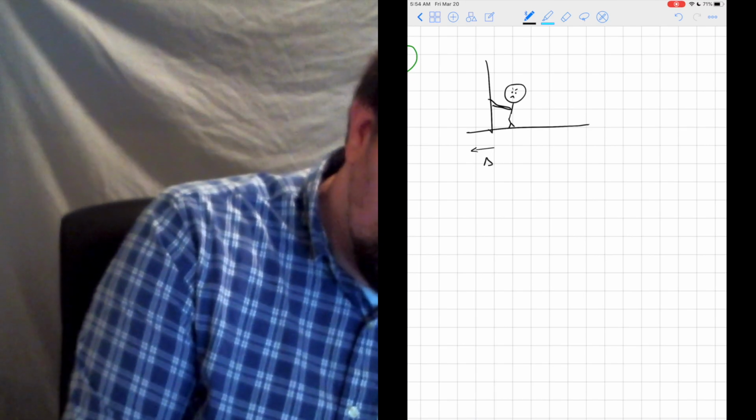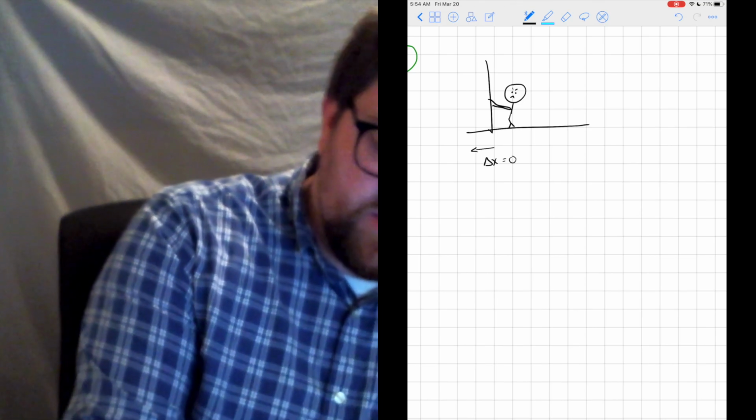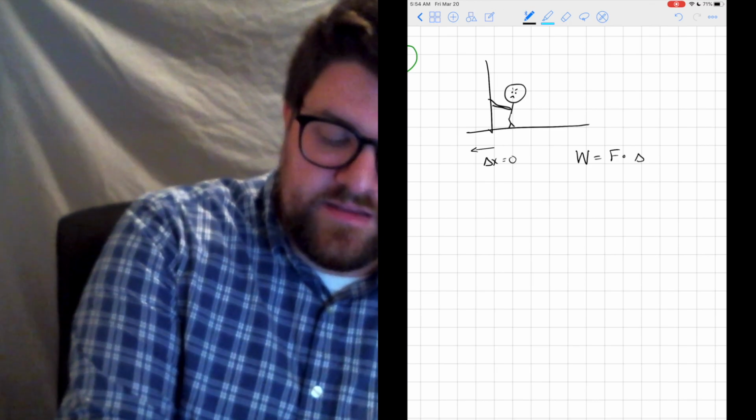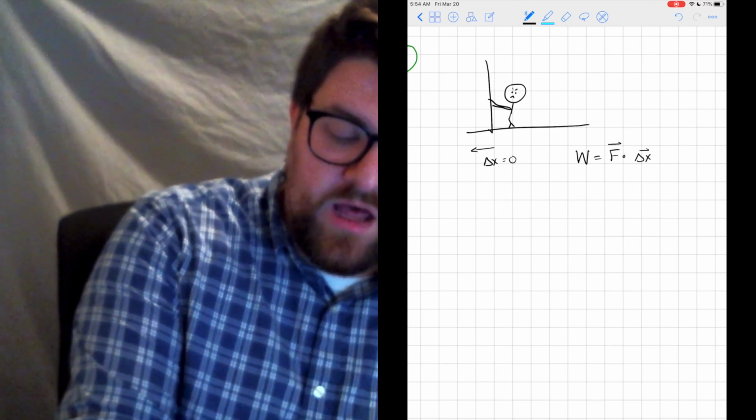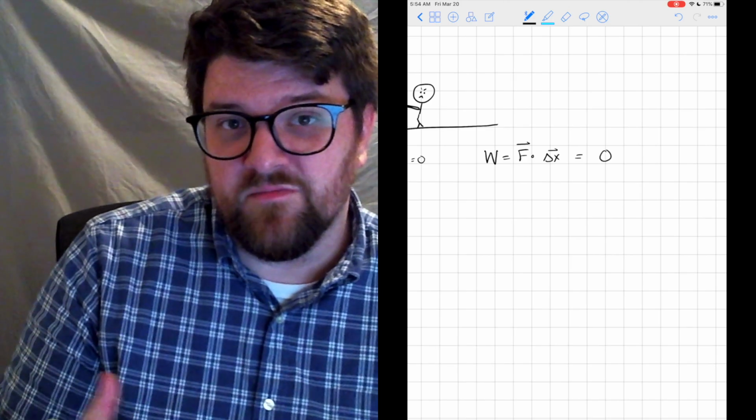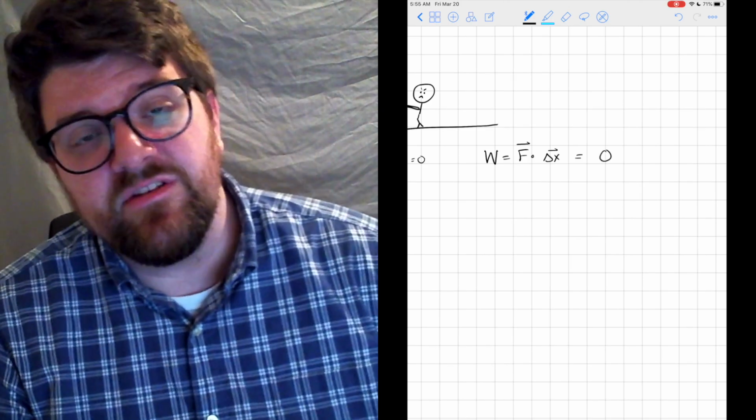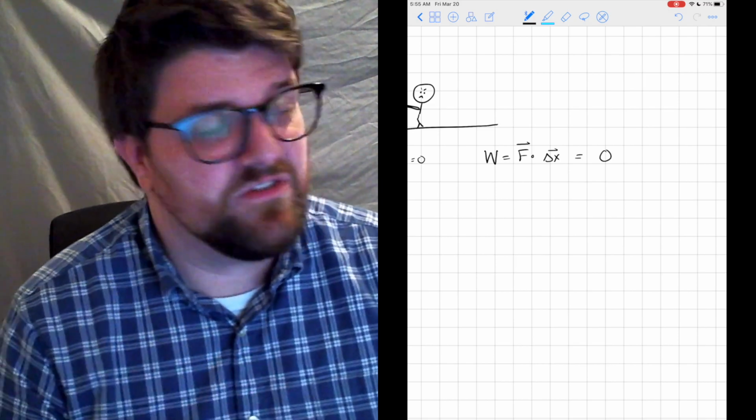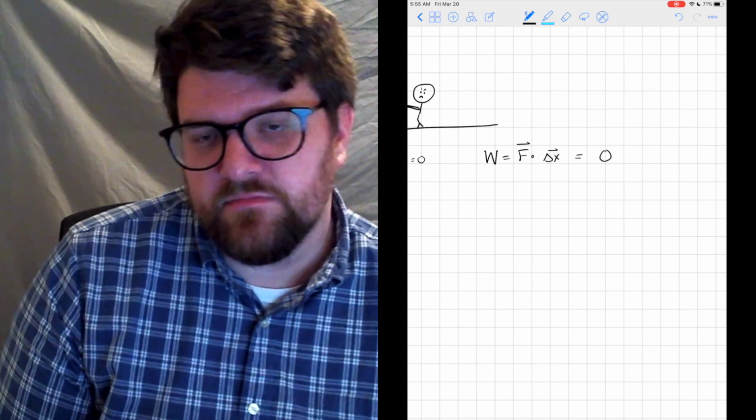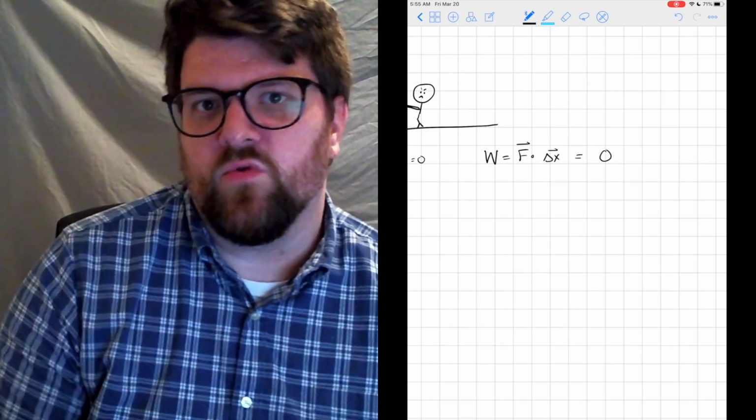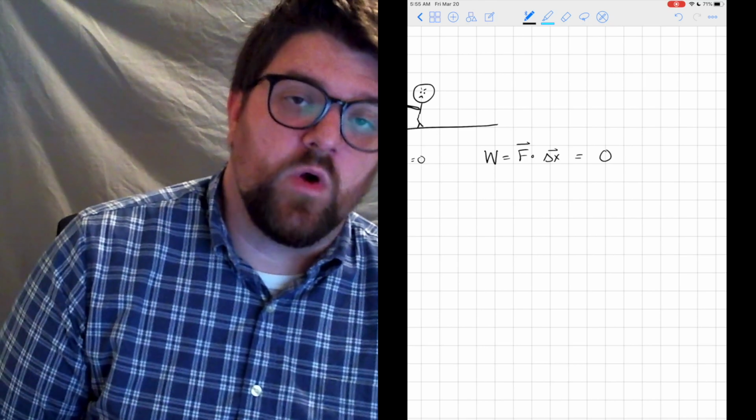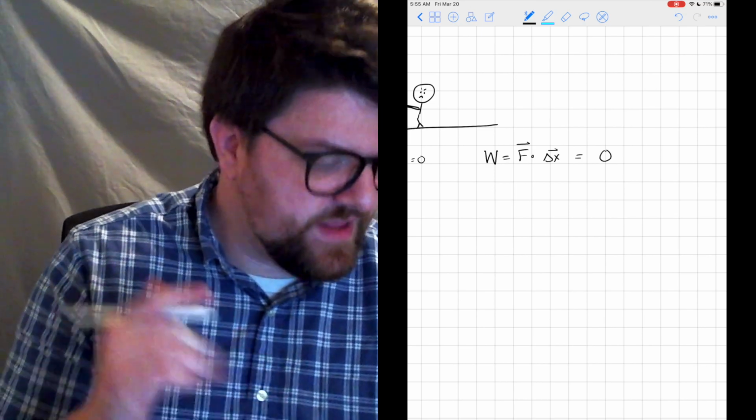And if there's no displacement, right, when I take the dot product for work, F dot delta X, I should get 0, right? Anything multiplied by 0 is 0. Even if the vector is 0, you still get 0. So if there's no displacement of a system, even though there are forces working on it, then there is no work done. All right, so that's our first scenario.